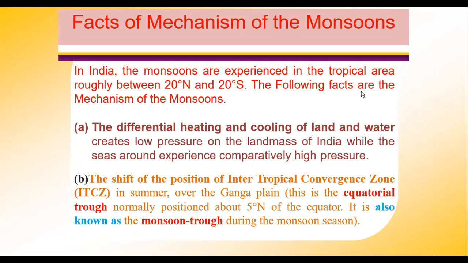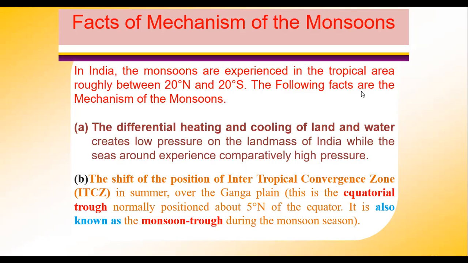Now we will try to understand the mechanism of monsoons, and for that we need to understand some facts. Number one, the difference in the heating and cooling of land and water. It creates a low pressure area on the landmass of India, while the seas around experience comparatively high pressure. So on the land there is low pressure and on the sea there is high pressure.